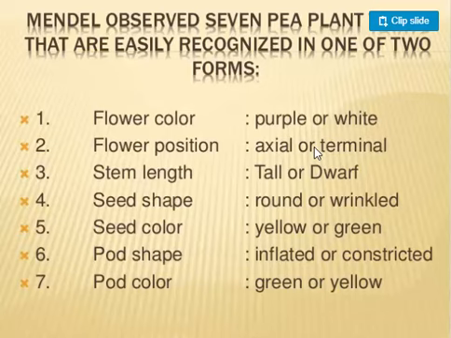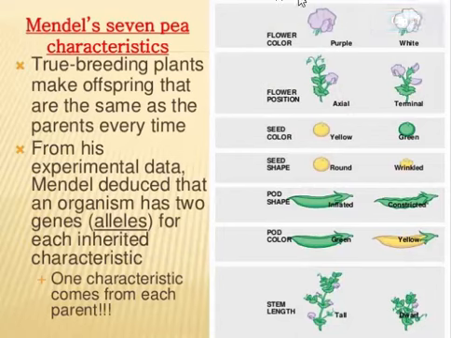Okay, and then he started. The first part was crossing the flowers. He crossed a purebred purple flower with a purebred white flower. What do we call the parents? We call them the parental generation or P generation. The resulting offspring are called the F1 generation. So the P generation are the parents and the F1 generation are the offspring.